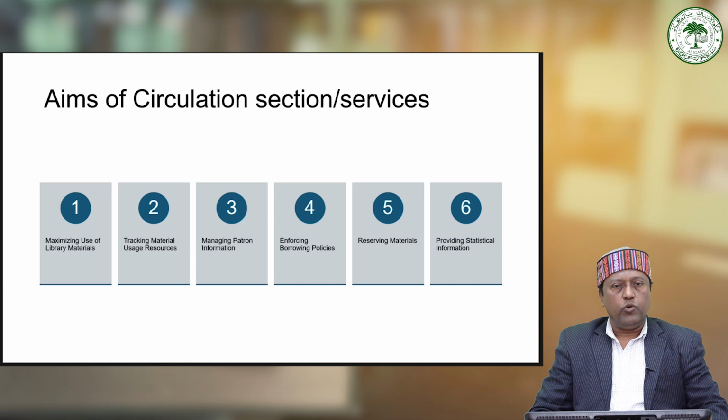Then one more important aim of this section is to reserve the materials.